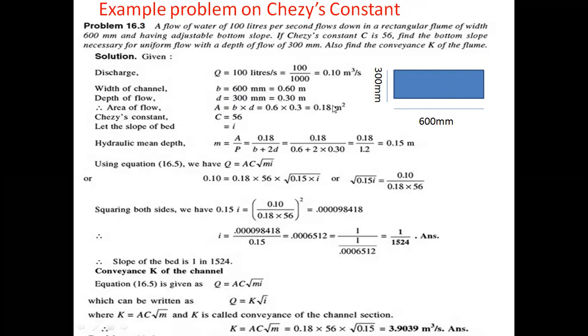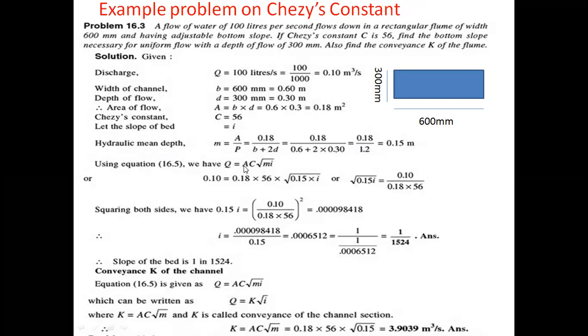Chezy's constant is already given as 56. Now find the slope of the bed, the I value. Hydraulic mean depth m equals A by P. Area equals 0.18, and P equals B plus 2D, which is 0.6 plus 2 into 0.30. So 0.18 by 1.2. Finally, the hydraulic mean depth m is 0.15 meters.